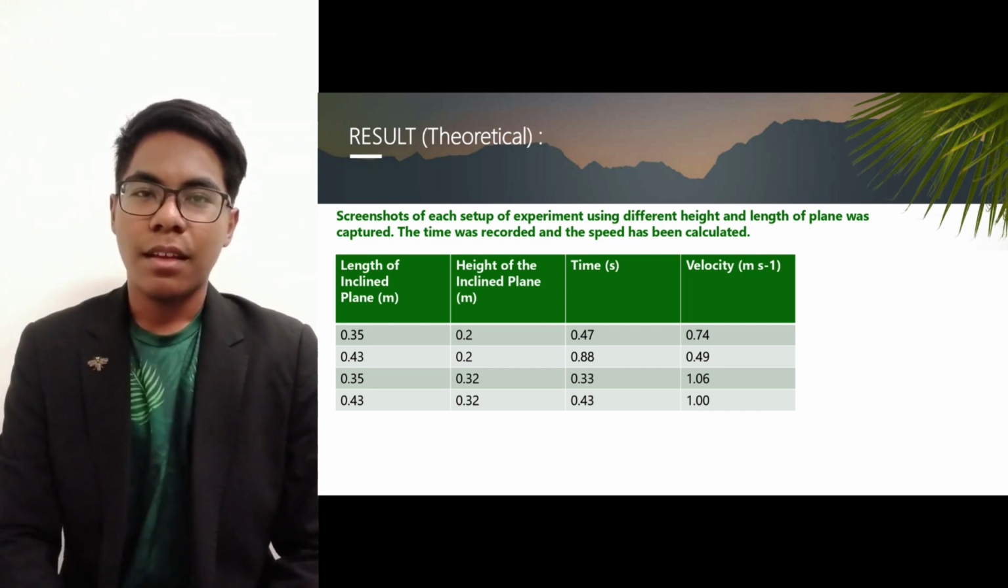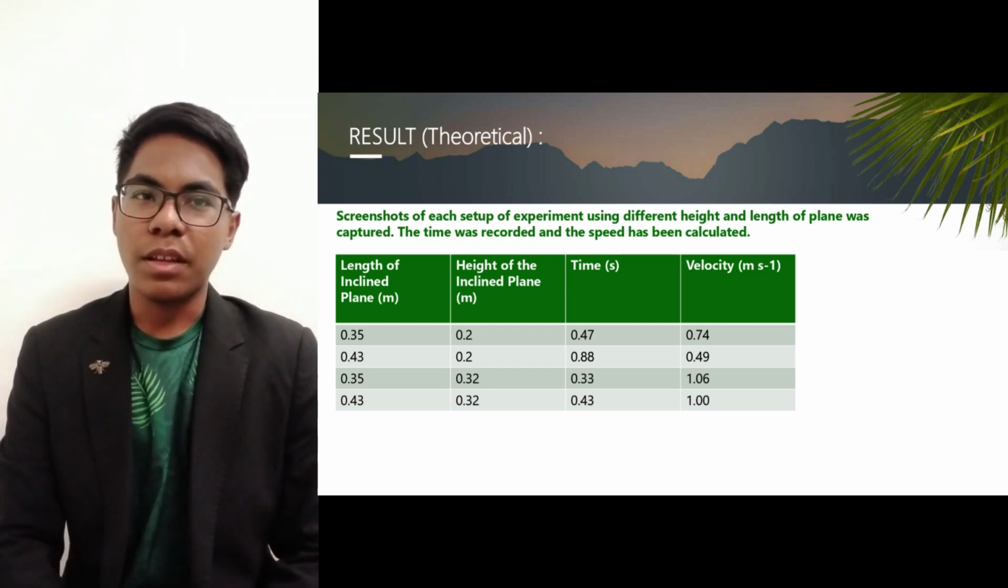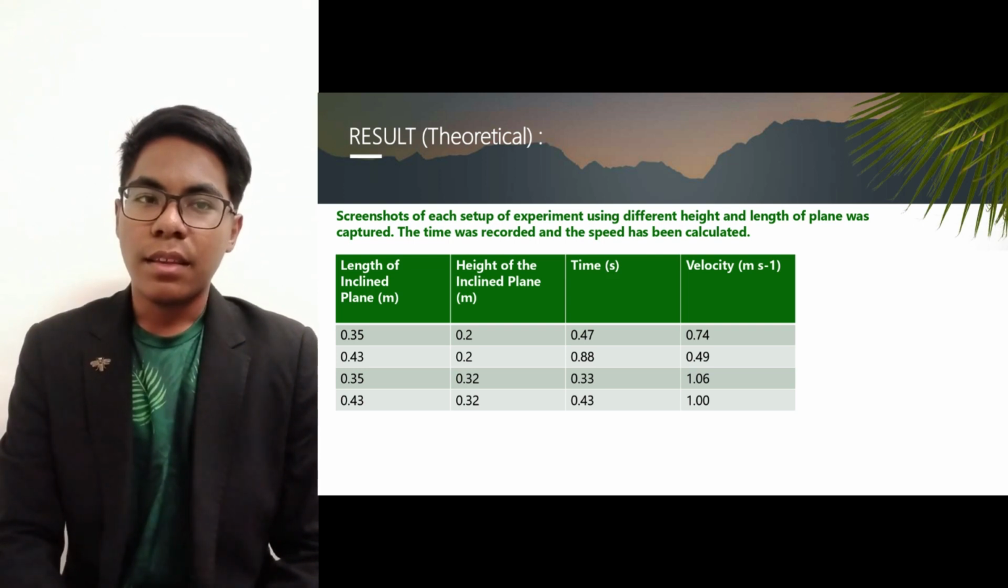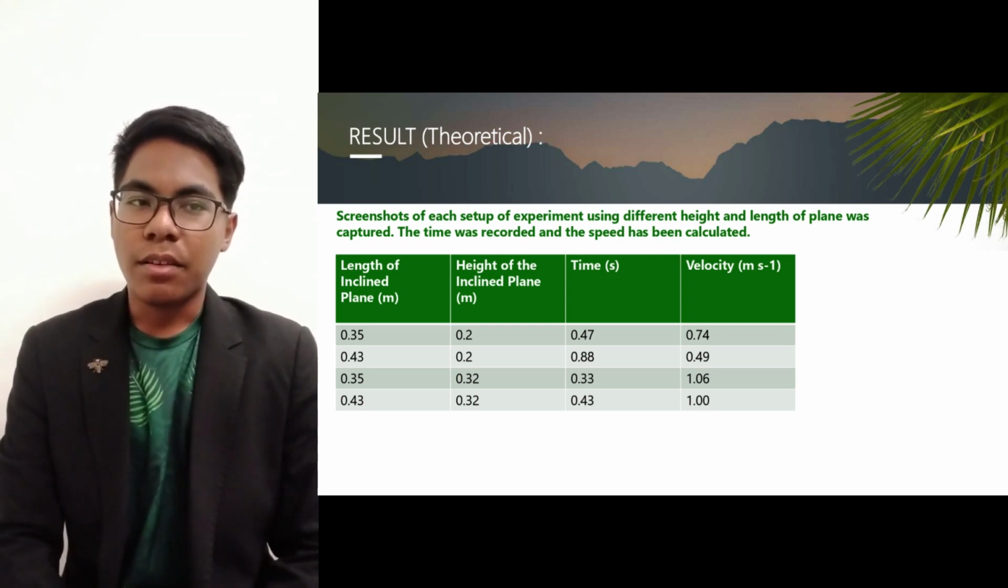220990. For the theoretical simulation, we use SimFi to obtain the most accurate result for the experiment. Different combinations of length and height of the inclined plane produce different velocity of the object travelling down the plane. The data recorded for this simulation is as recorded in the table.